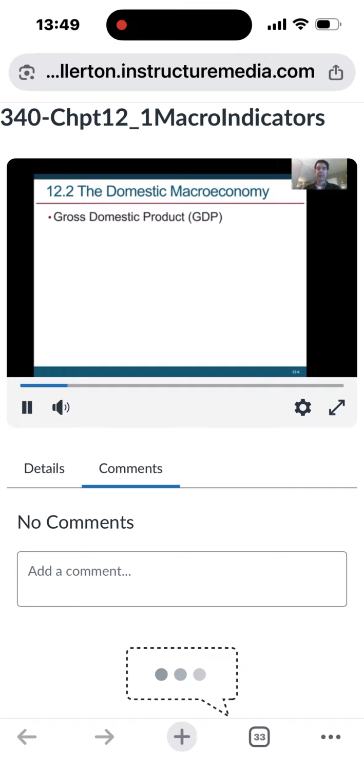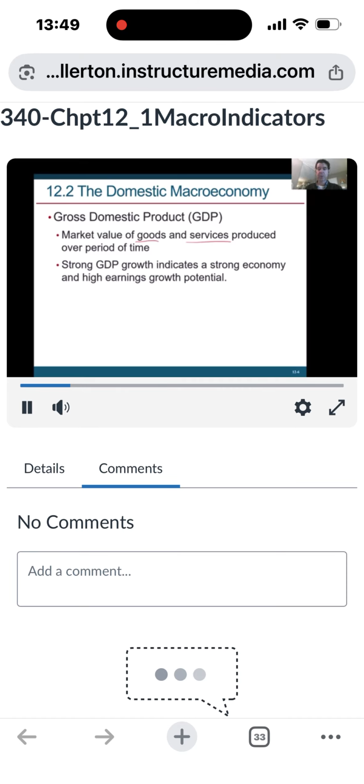The first one, GDP, gross domestic product. What is the definition of this? This is the market value of goods and services produced over a period of time by a country. For us, it would be the GDP of the US. Strong GDP growth indicates what? A strong economy and high earnings growth potential for companies. Why? Who is producing these goods and services? Companies inside the United States.